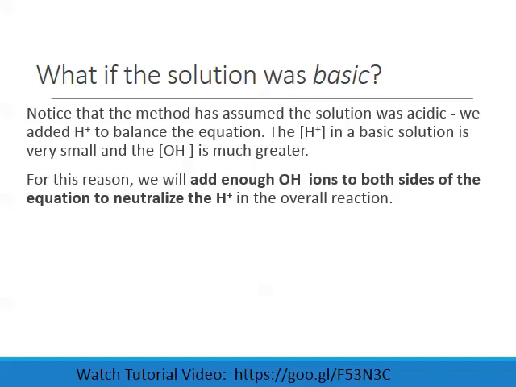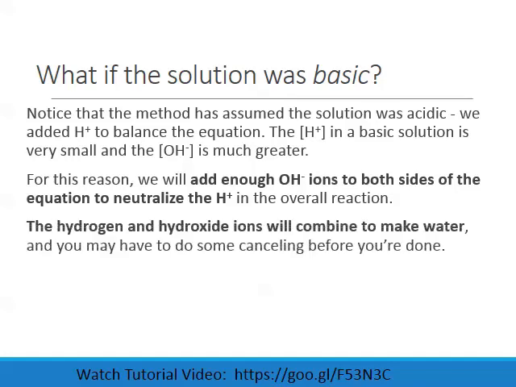Then take your balanced equation, which will have hydrogen ions in it, and add enough hydroxide ions to both sides of the equation to neutralize the hydrogen ions that are there. The hydrogen ions and hydroxide ions will combine to make water molecules. Then there might be water on both sides of the equation, which has to be canceled out. Let's take a look at how to apply these two steps.